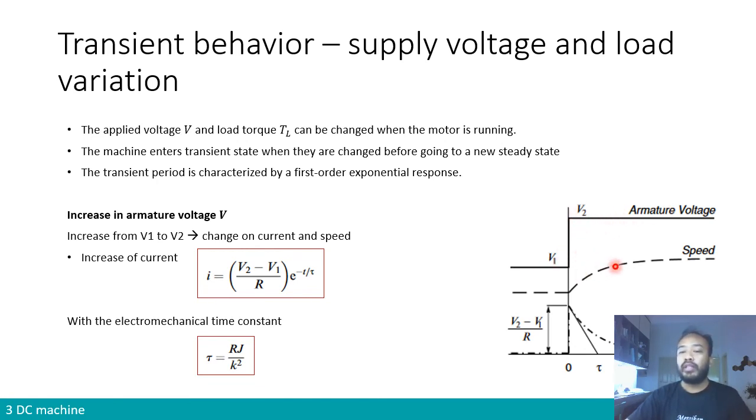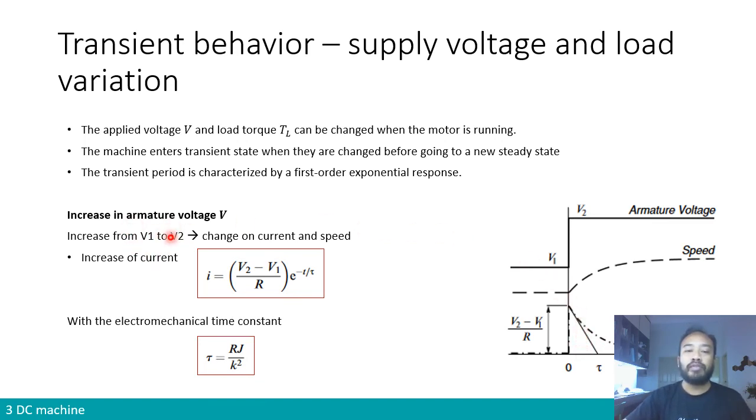As a consequence, of course, the speed will increase. From a certain steady speed, speed one, the speed will gradually increase during the transient phase into another steady state speed, which is higher than the initial speed. We will also observe in terms of current, as there is acceleration, the motor will draw a current. We will observe a surge of current, an instantaneous increase of current as the voltage is increased. But later, when the machine goes towards the new steady state speed, the current will also gradually decrease into a steady state current.